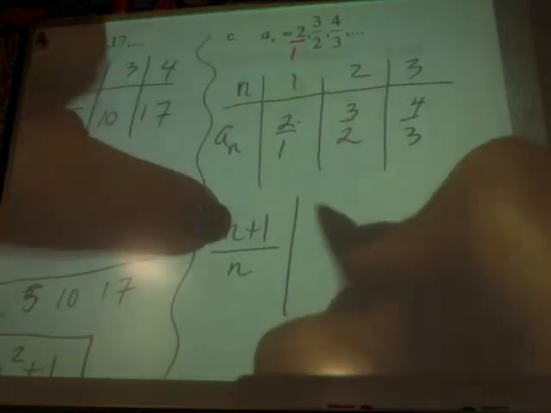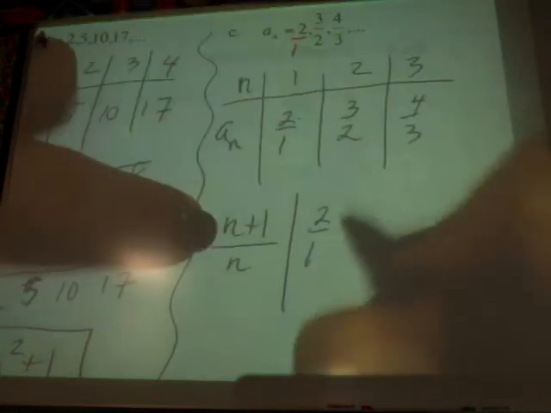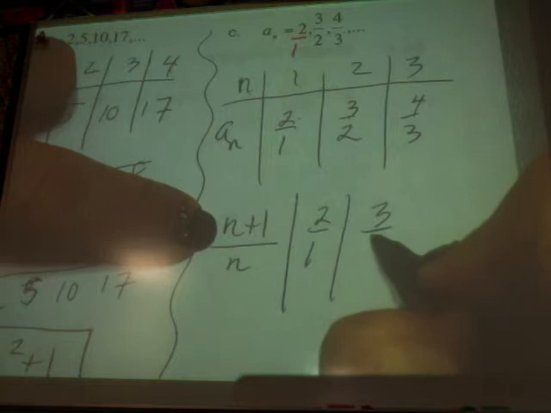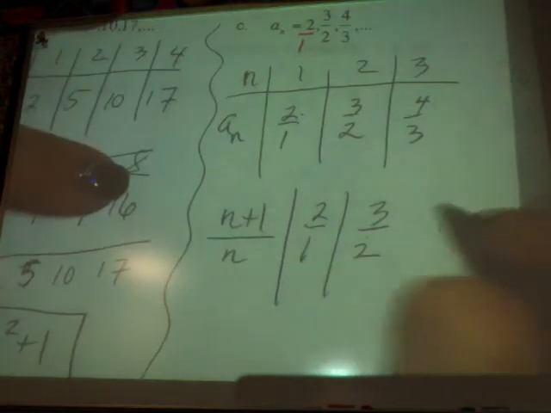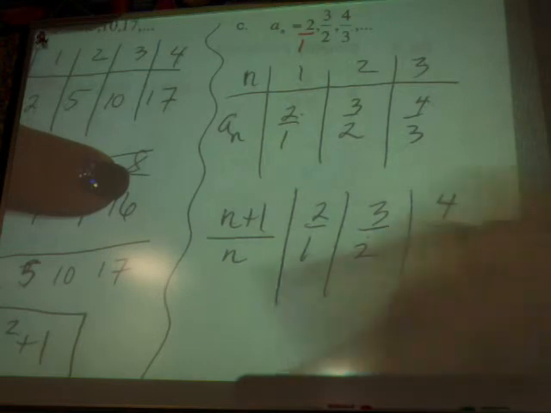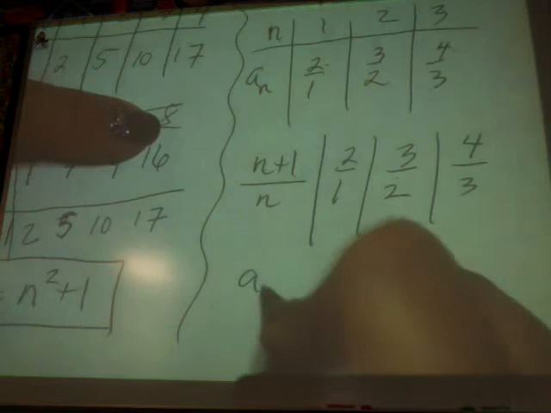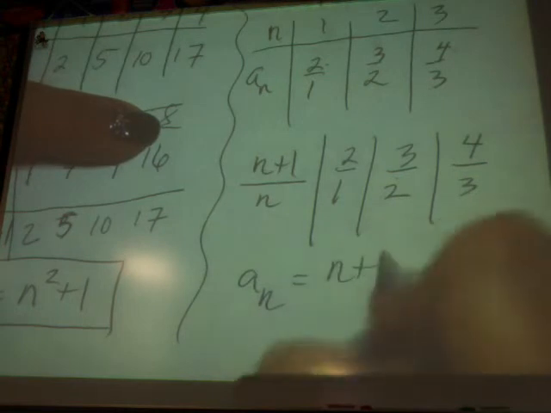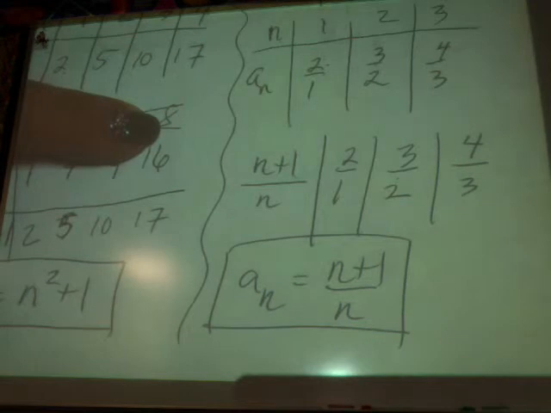1 plus 1 is 2 over 1. There it is. 2 plus 1 is 3 over 2. That works. And then 3 plus 1 is 4 over 3. It works. So then you're going to write your sequence as a sub n is equal to n plus 1 over n. So sometimes you have two different patterns going on at once. Yes?